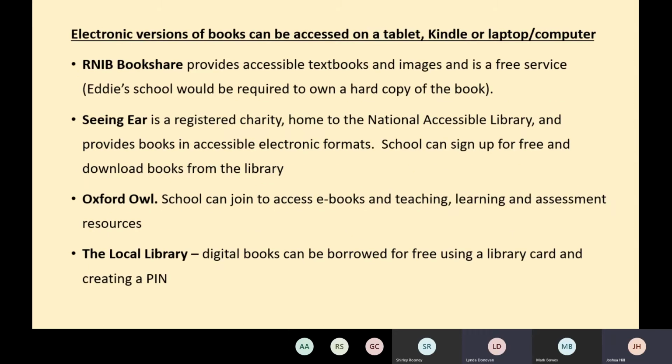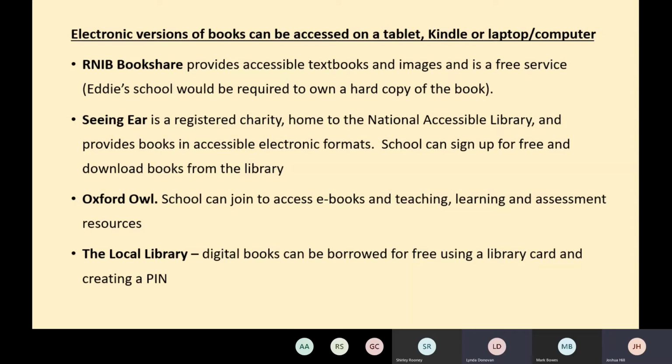Electronic versions of books are a really great way of Eddie being able to access text quite easily. So often students access these books on a tablet or a Kindle, a laptop or a desktop computer. Another part of the RNIB, called RNIB Bookshare, is a free service that schools can register to so that you can access textbooks and images for Eddie. The school creates a member account with a username and a password, and these can be shared with home so that Eddie can also access these books and download them at home too.